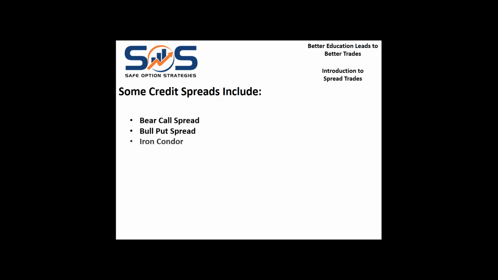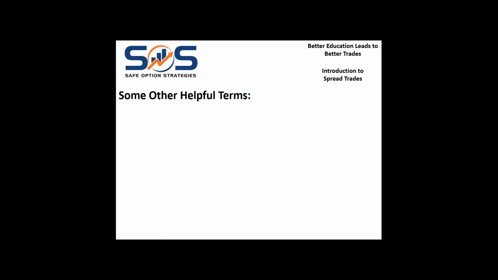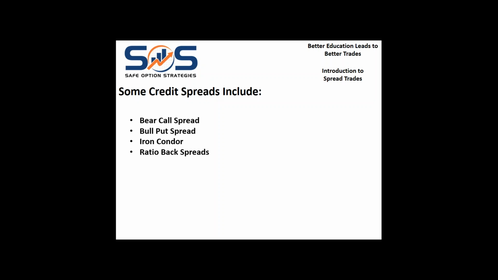Credit spreads are usually the bear calls, the bull puts, the iron condors, the ratio backspreads. Again, we don't expect any of you to necessarily know these right now. These are the spreads that we're going to be teaching in the upcoming weeks.